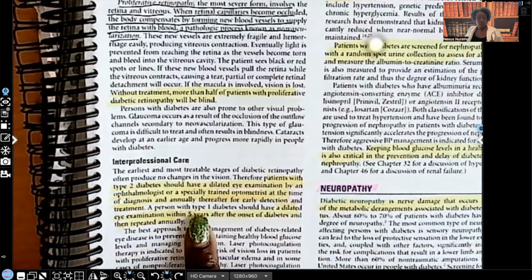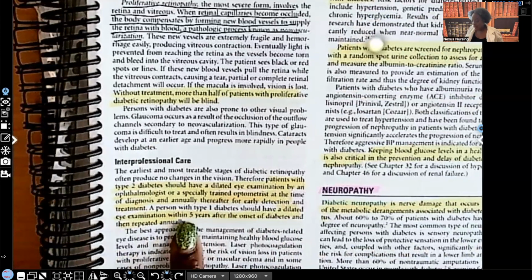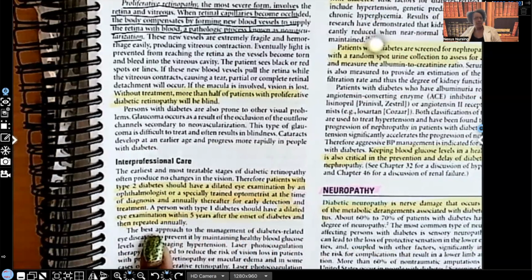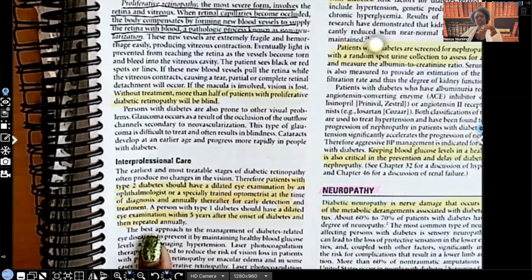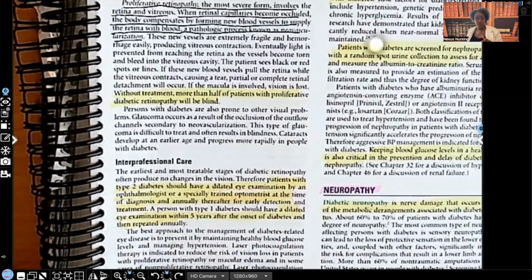A person with type 1 diabetes should have a dilated eye exam within 5 years after the onset of diabetes and then repeated annually. Okay, Professor D, well, why such a difference? Why the patient with type 2, they need to get it immediately, but that patient with type 1 within 5 years? Well, remember, that patient with type 2 diabetes, remember, type 2 is what? Insidious. It's sneaky, it creeps up on you, right?